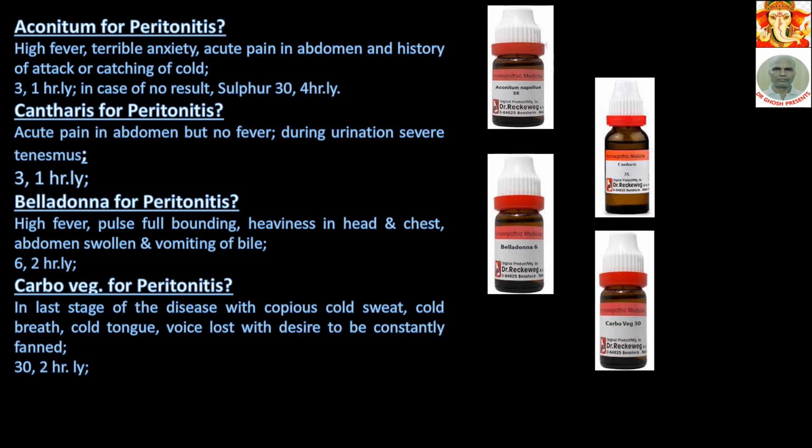Belladonna for peritonitis: high fever, pulse full bounding, heaviness in head and chest, abdomen swollen, vomiting of bile. Belladonna 6, 2 hourly. Carbo veg for peritonitis: in last stage of the disease with copious cold sweat, cold breath, cold tongue, voice lost, with desire to be constantly fanned. 30, too early.